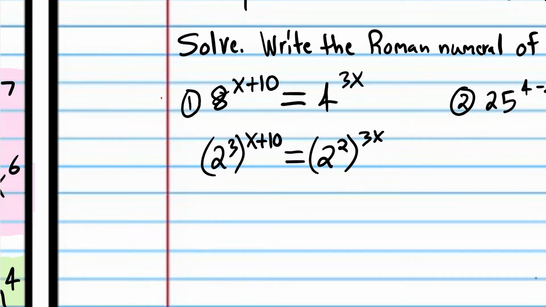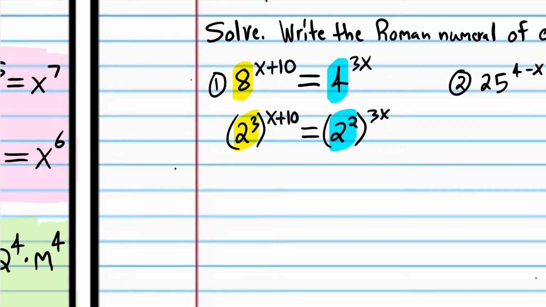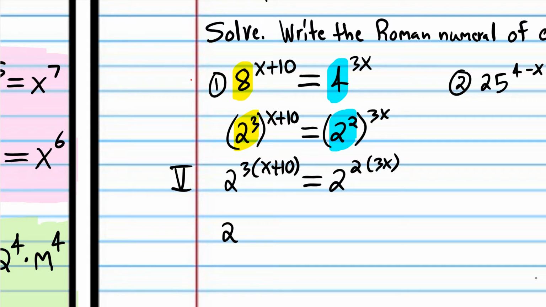So I just changed this 8 to 2 to the third power and 4 to 2 to the second power. And now we're going to use rule number 5. We're raising a power to another power, so we just multiply the exponents. And I'm going to have to use distribution on the left side of the equation, so 3x plus 30 and 2 to the 6x.